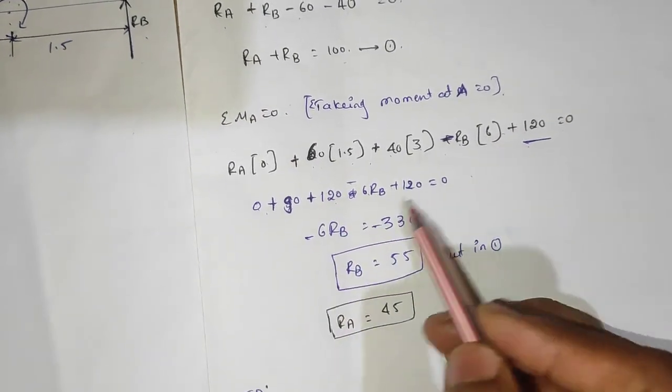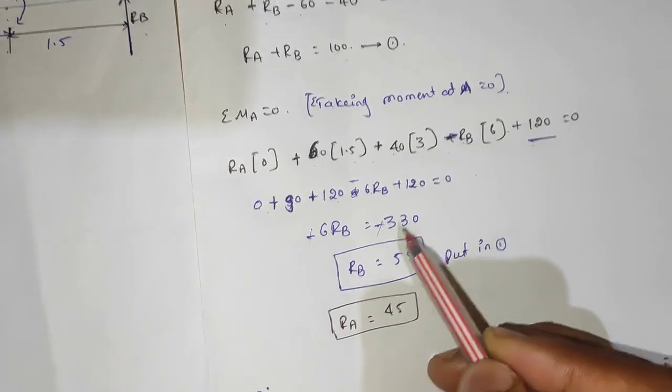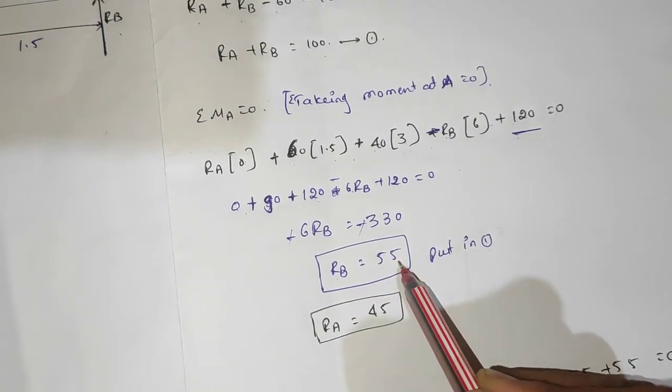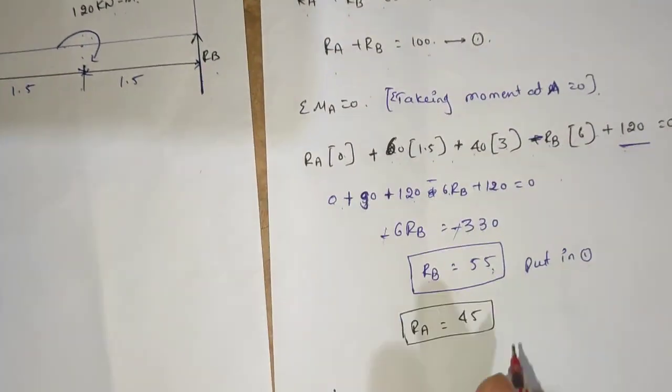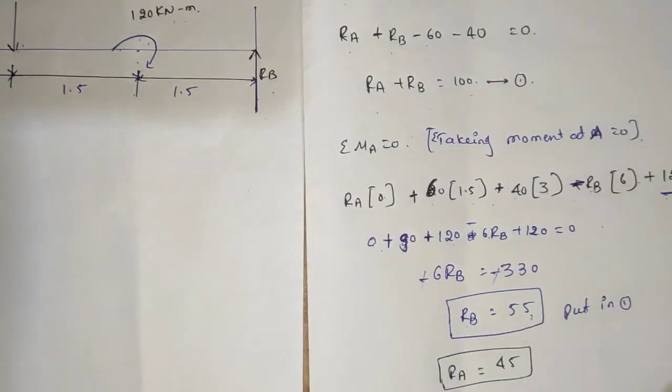When this goes to this side it becomes minus, minus gets cancelled with 6, therefore we get RB is equal to 55. Then putting this value in this equation, we get RA is equal to 45.